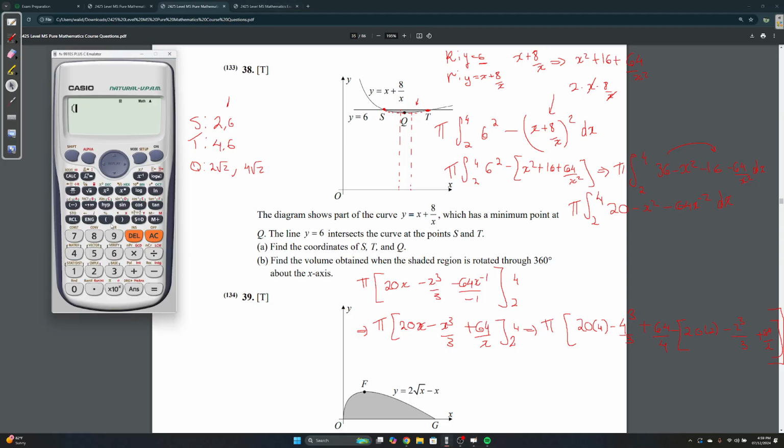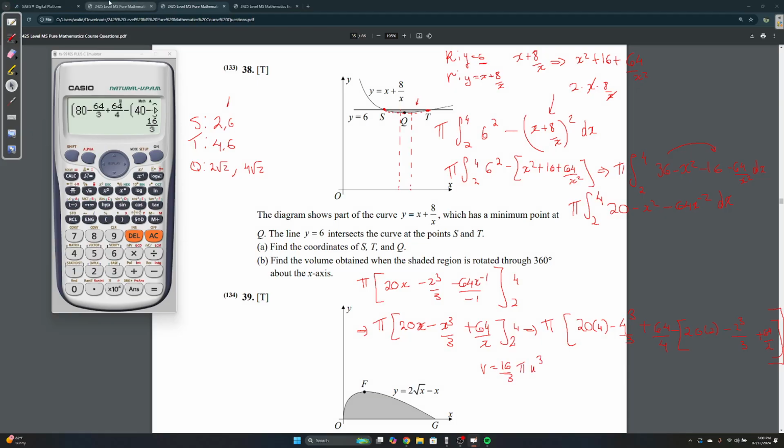Pi outside, so we're going to have 20 times 4, so 80, minus 4 cubed, which is 64 over 3. Plus 64 over 4 minus, open bracket, 20 times 2, which is 40, and minus 2 cube. 2 cube is 8, right? 2 cube is 8 over 3 plus 64 over 2, close bracket. You get 16 over 3 pi. So V is equal to 16 over 3 pi unit cube.